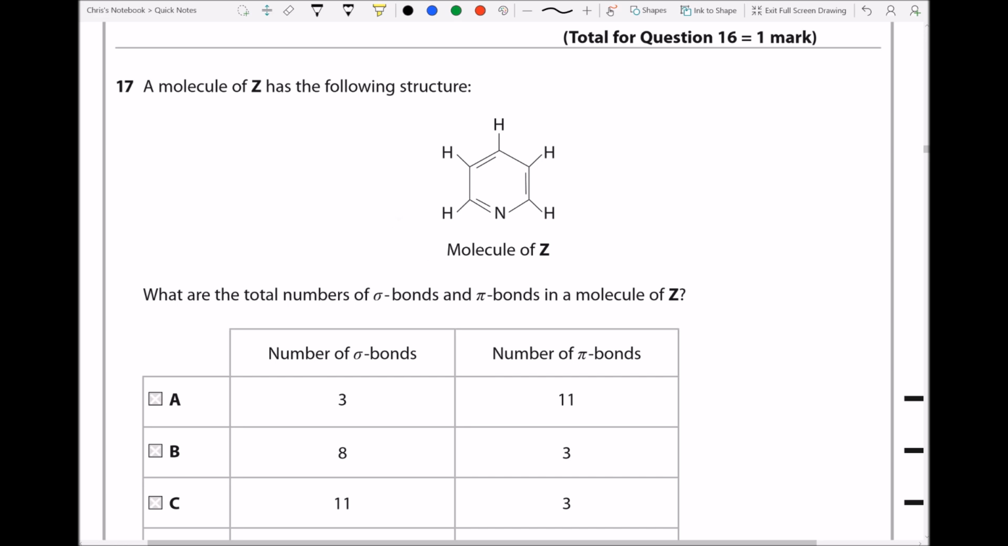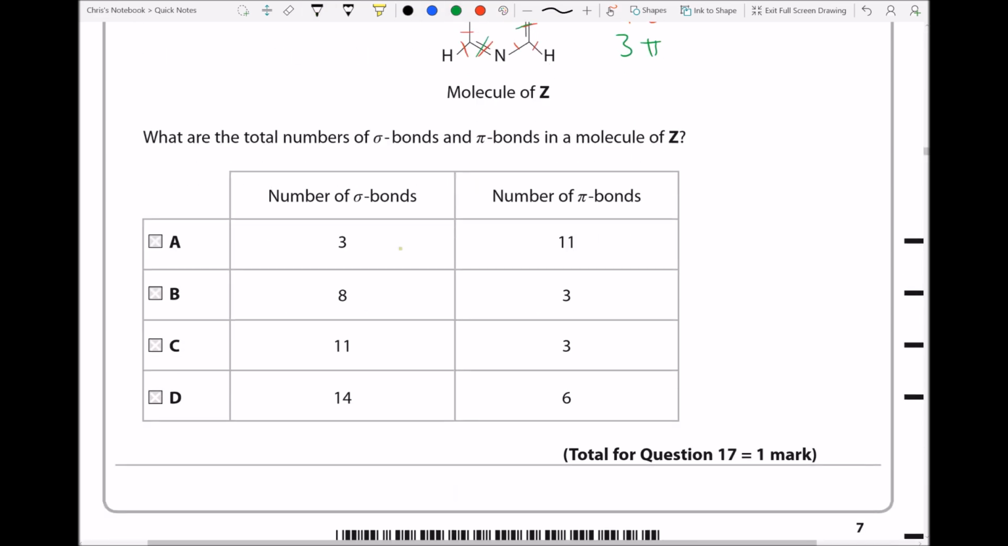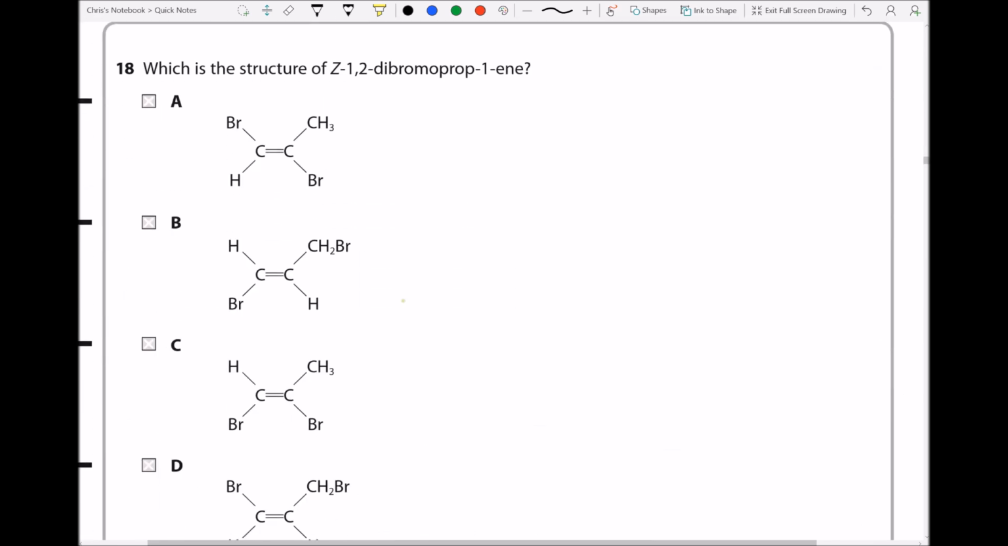So all we're doing is we're going to score off how many bonds we've got here. We're going to use the red pen here. So we've got 1, 2, 3, 4, 5, 6, 7, 8, 9, 10, 11 sigmas. Okay, and let's do it in a different color. The number of pi bonds, 1, 2, 3. So we've got 3 pi bonds there. So basically we're looking for 11 sigmas and 3 pi's. And the answer is C. There you go. Okay, question 18.